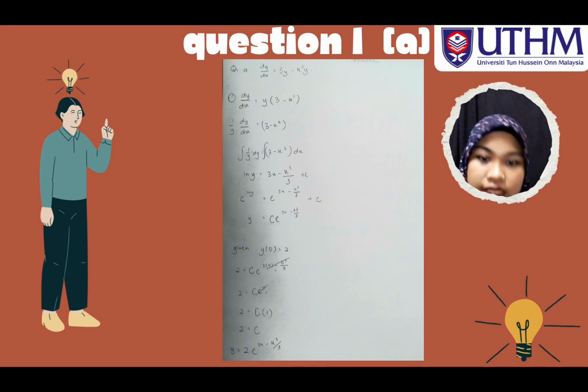So we can say 2 equals c multiplied by 1, so c equals 2. And then for the particular solution, we change c to 2. Taking the general solution from above, y equals c, which becomes 2, times the exponent of 3x minus x power of 3 per 3. That's all from me. Thank you.